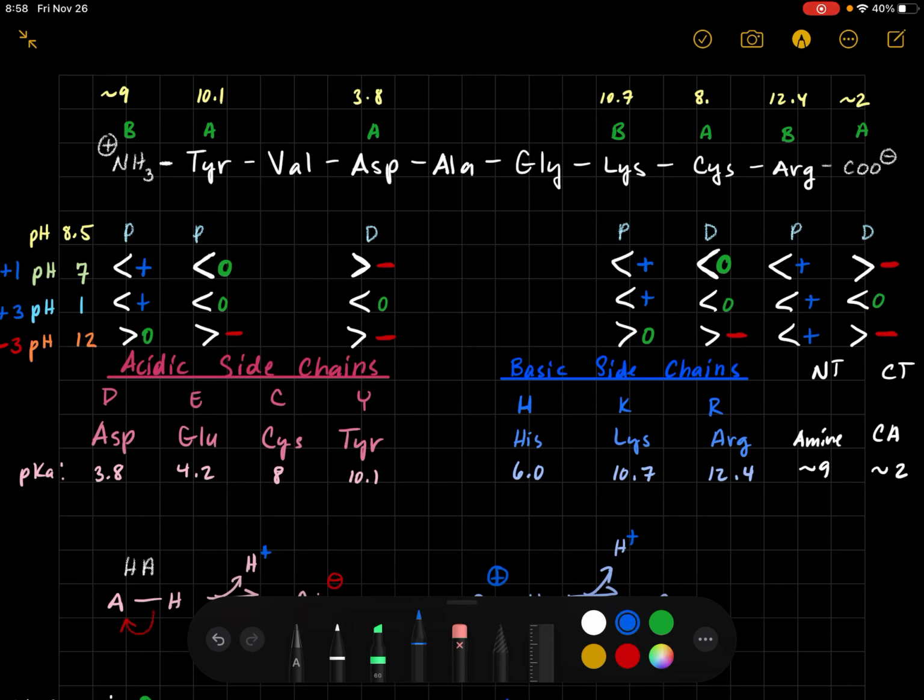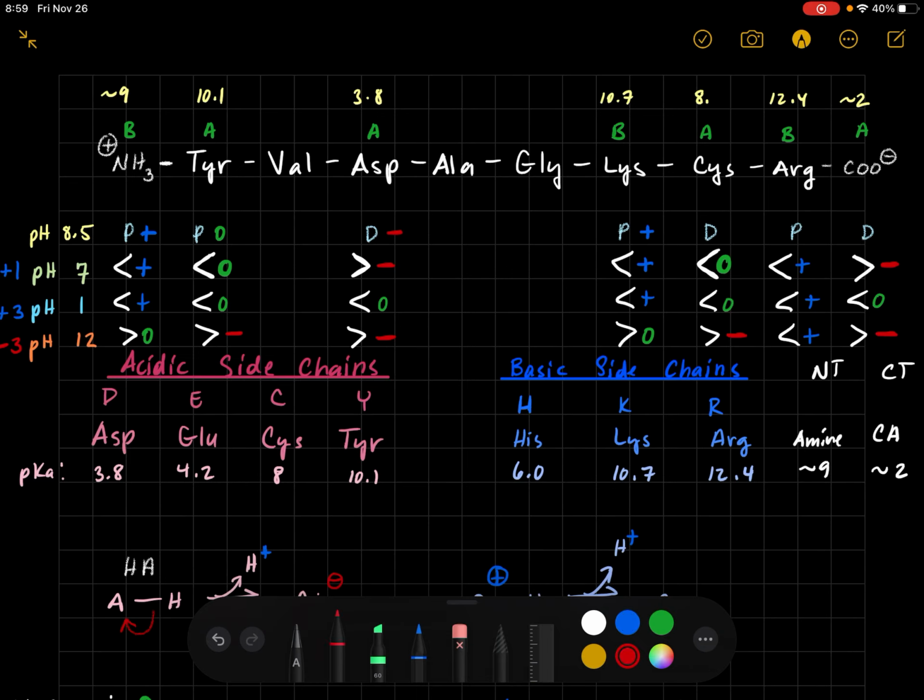Since the N-terminal amine will be protonated, it is a base, it will have a net positive charge. Tyrosine will also be protonated, but since it is an acidic group, it will have a net 0 charge. Aspartate will be deprotonated. It is an acidic group, and it will have a net negative charge. Lysine will be protonated. It is a basic group, so it will have a net positive charge.